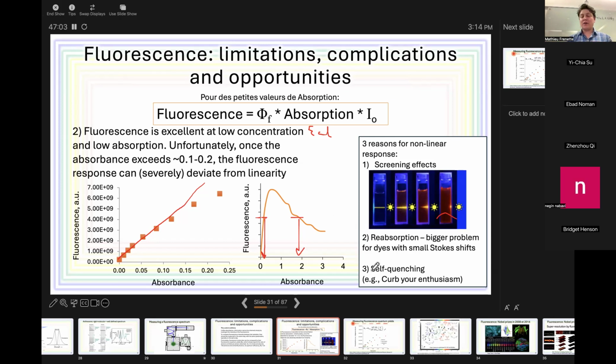The molecules are notoriously known to do self-quenching. So if you have too many fluorophores, they can interact. I can expand on that if you want, but that's good stuff. And then also you can have a trivial energy transfer.